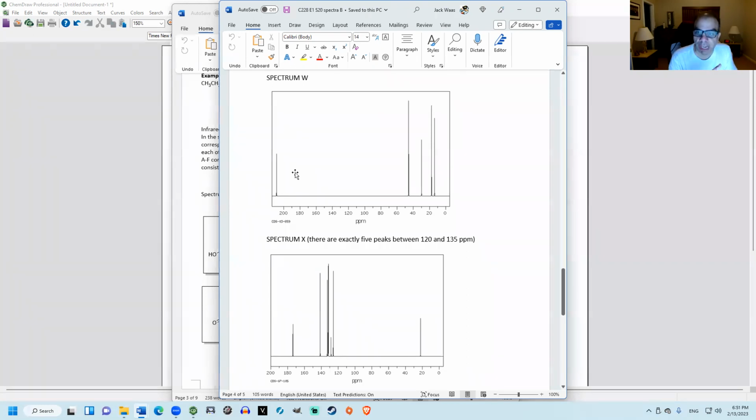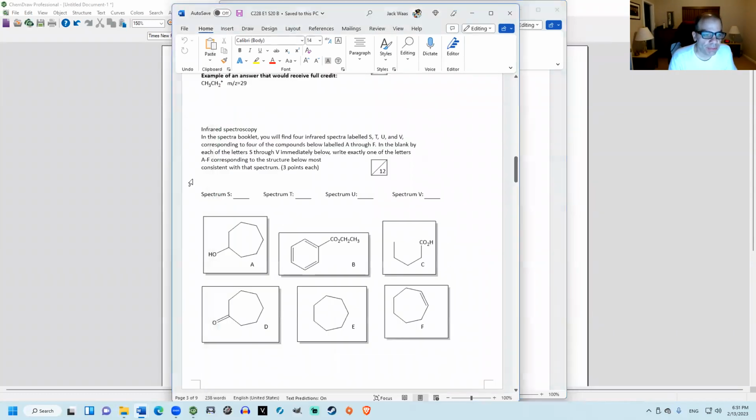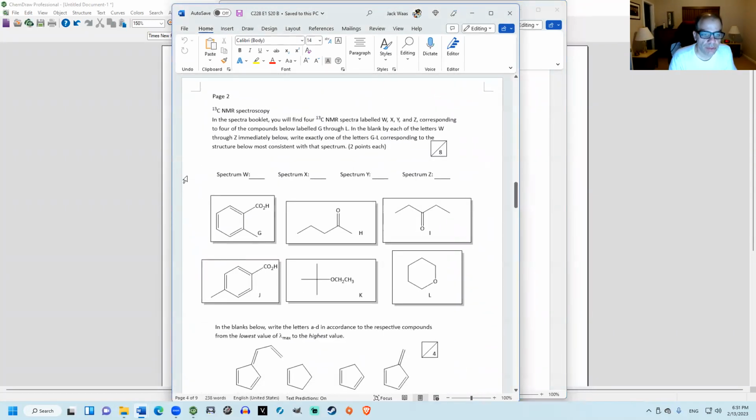So we're looking for something with 5 types of carbon that has a carbonyl in it. And let's see. These 2 have carbonyls, but way over 5 types of carbon. These 2 have carbonyls. So the question is, which of these has 5 types of carbon? And I think it's H, because this methyl group and that methyl group are different. These 2 CH2s are different. One of them is next to the carbonyl and one of them's not. So all 5 of those carbons are different. So I think spectrum W is H.